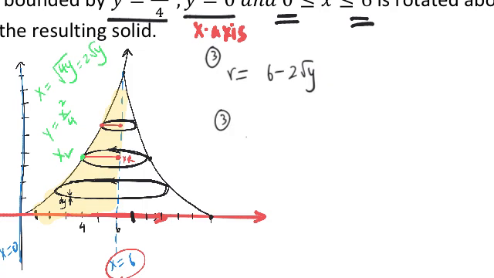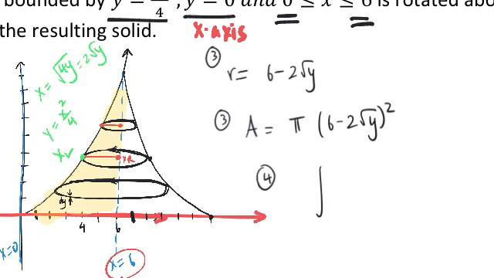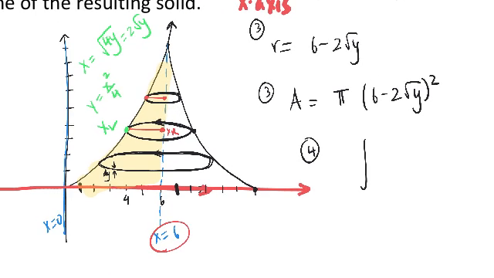The area of a disk is pi radius squared, and the volume is going to be the integral. Remember, we're integrating from the bottom to the top of this solid. So we're going from y is equal to 0 at the bottom, that's here, all the way up here to y is equal to 9.